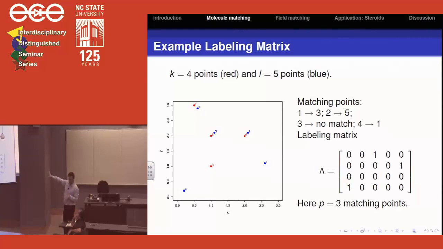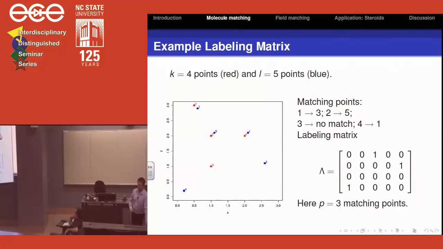Right, so that's just a simple example. But if I have 50 or 40 points, I want to match them together. I want to be able to estimate this labeling matrix. And if there's no match for a point, then there will be just a load of zeros in a row. Okay, so that's going to be the task.